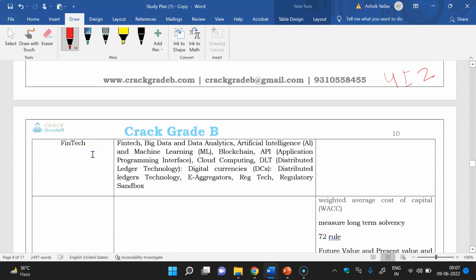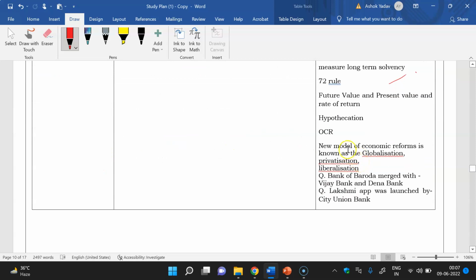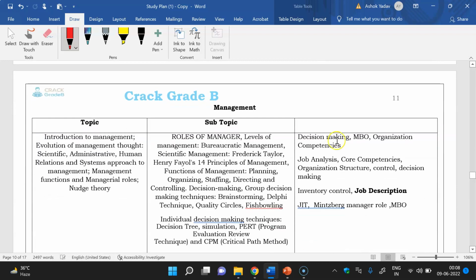Fintech is very important. This time they can ask questions in the objective as well as the descriptive part. Some numericals they have asked, but I will not suggest you go with numericals. A few numericals which have been asked in previous years we will provide in our Telegram channel, and you can see the solutions. Stick to those numericals only. No need to do new numericals or other things. I advise you to skip those.